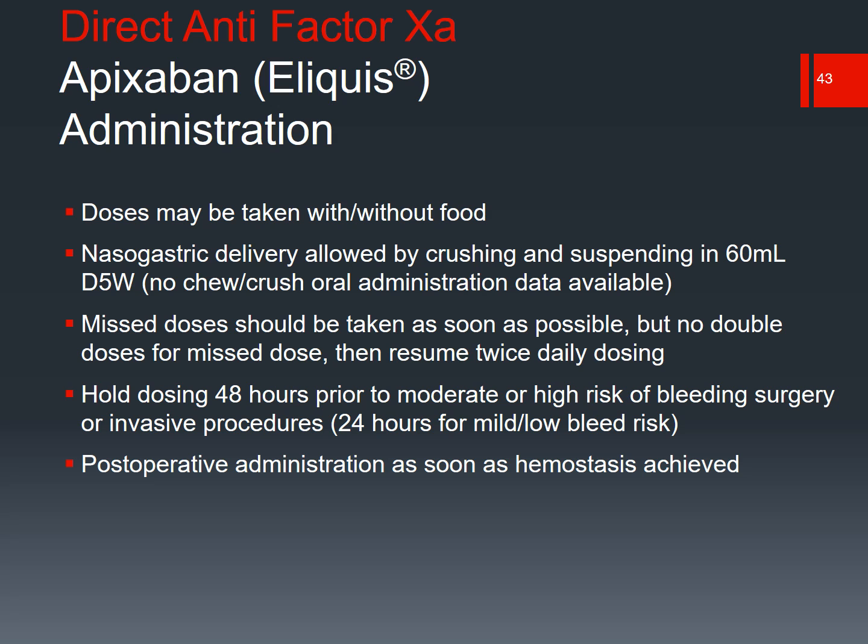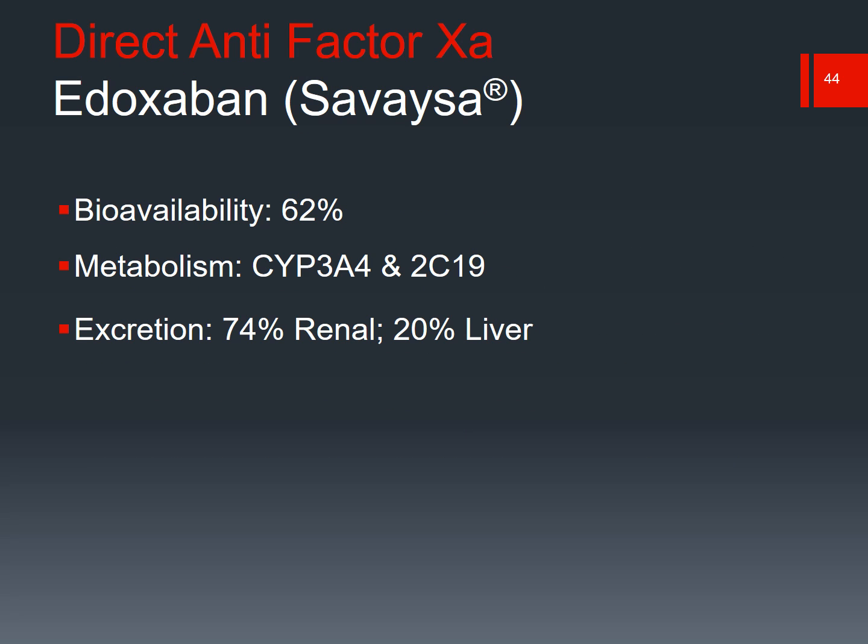Missed doses could be taken as soon as possible, but not doubling the dose. So if it's close to the time for your next dose, you just skip the missed dose and continue with your normal dosing strategy. Similarly, you should hold it prior to elective procedures and wait until you've achieved hemostasis before you resume it after the procedure. And that brings us to the third drug in this class, edoxaban, branded as Savaysa.